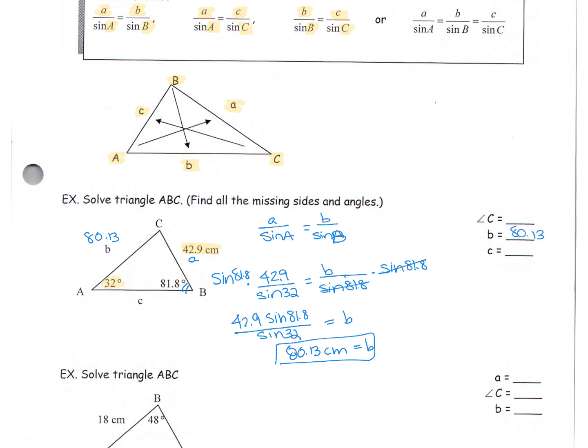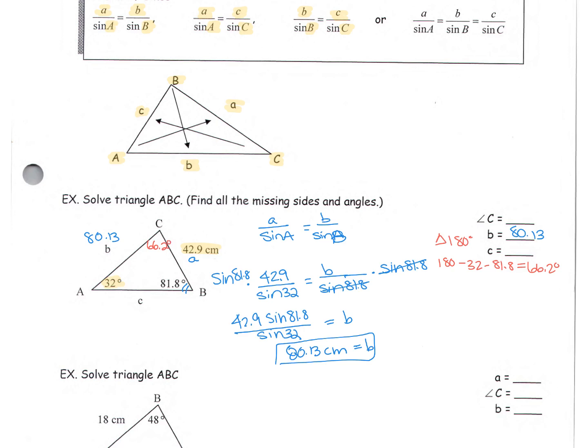So now that I've done that, you'll notice I don't know angle C, nor do I know side c. But angle C is super easy to come up with. Let me change, because now I'm concentrating on a different angle. The triangle has 180 degrees, always. So I'm going to do 180 minus the 32 I know, minus the 81.8 I know. And when I do that, I get 66.2 degrees. So I know this angle C is 66.2 degrees.